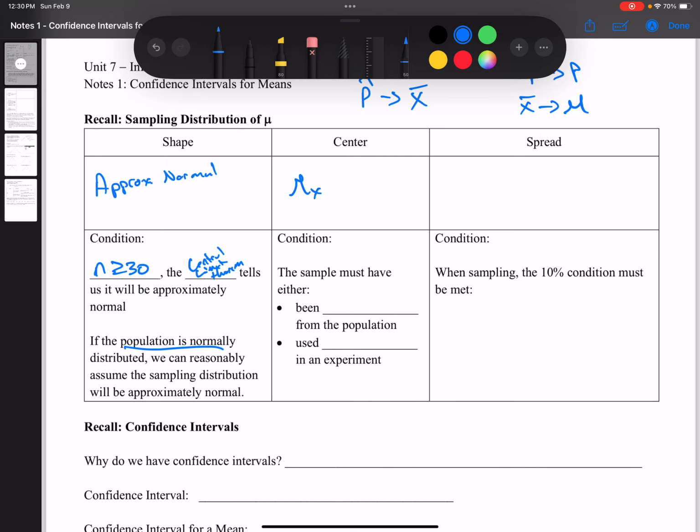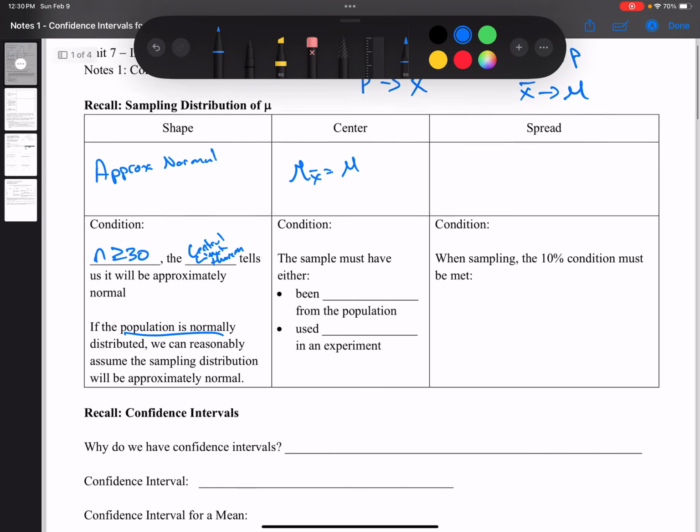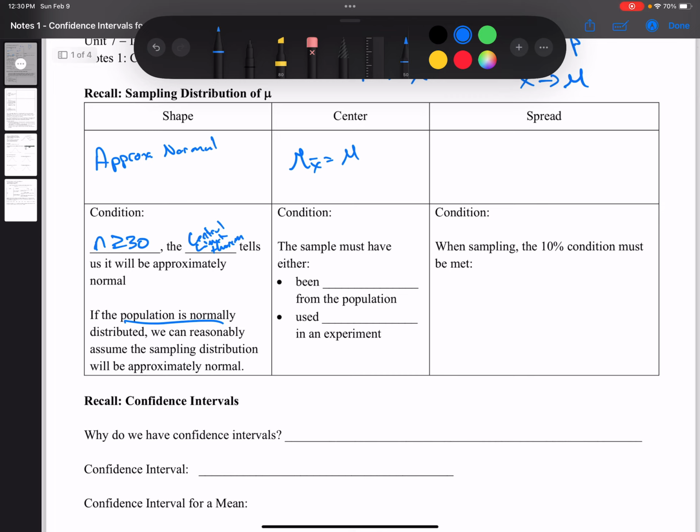Okay, all right. So then once again, our center. We're looking at the mu of x bar is going to be equal to the mu. So the mean of x bar is going to be equal to the population parameter. Okay, and the two conditions we have to worry about here is: is our sample randomly selected, or are we using random assignment in an experiment?